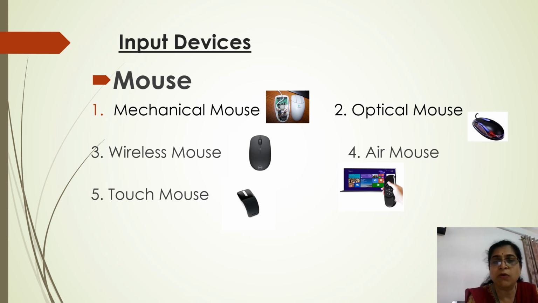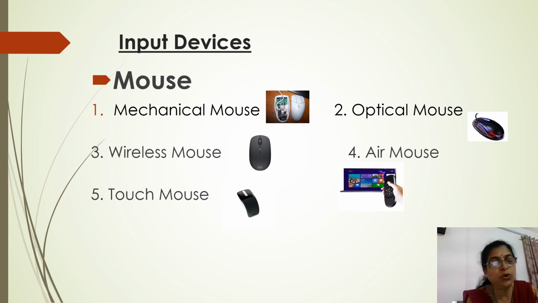Now wireless mouse. Nowadays we can use wireless mouse also. Wireless mouse means again it is a battery operated device. So with the help of batteries, it can transmit data to the CPU through wireless technology such as radio waves or infrared light waves. Correct? Understood?